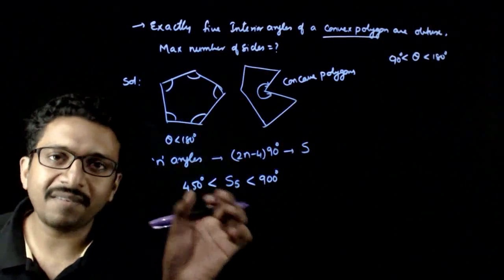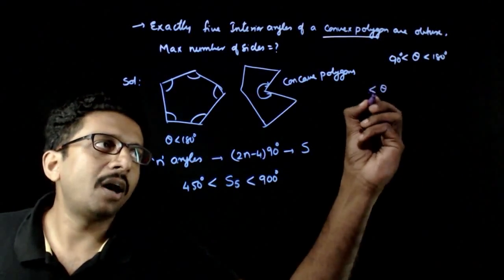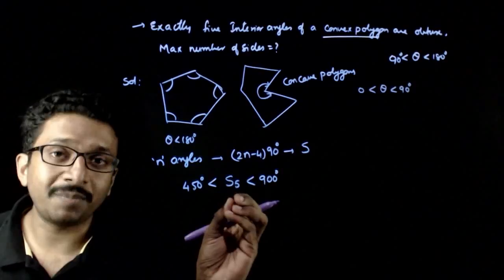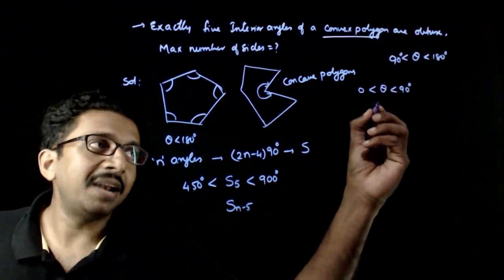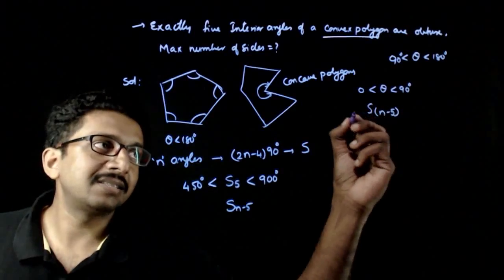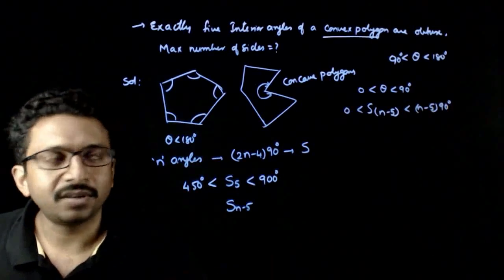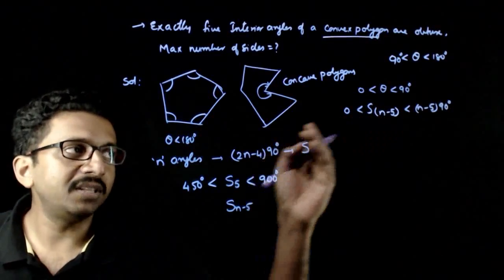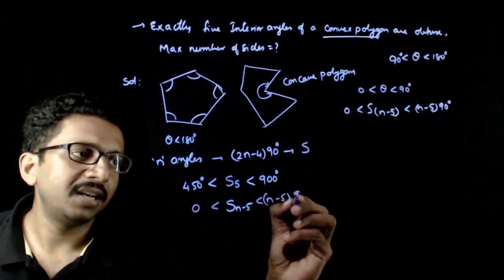Now if exactly 5 angles are obtuse, that means the remaining angles are acute. An acute angle always lies between 0 and 90 degrees. So the remaining n minus 5 angles, the sum of those n minus 5 angles, will be between 0 and (n minus 5) times 90 degrees. If you take one acute angle, it is between 0 and 90 degrees, so the sum of n minus 5 acute angles will be between 0 and (n minus 5) times 90 degrees.